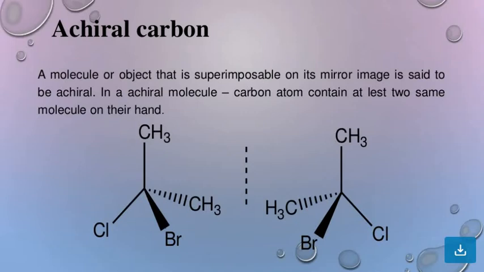What is an achiral carbon? A molecule or object that is superimposable on its mirror image is said to be achiral. In an achiral molecule, the carbon atom contains at least 2 same groups.